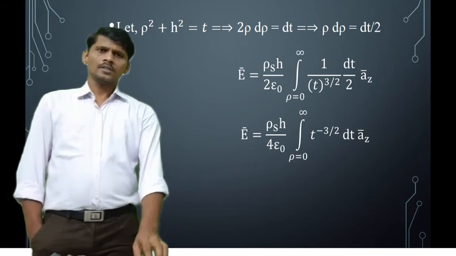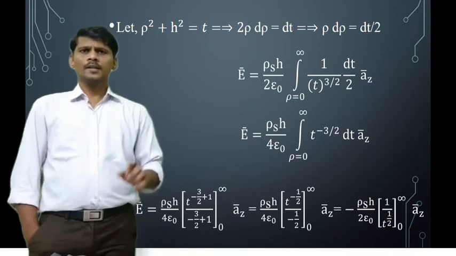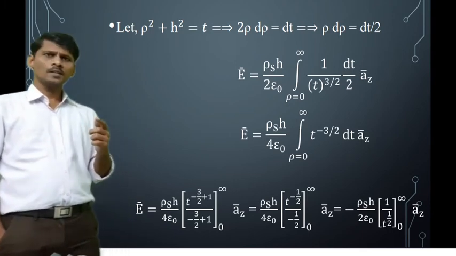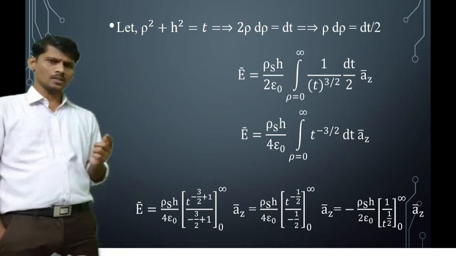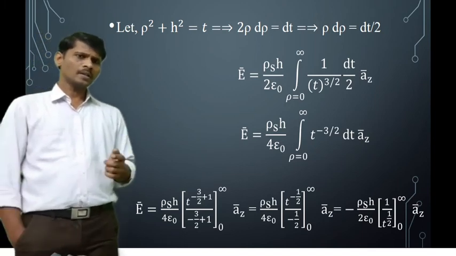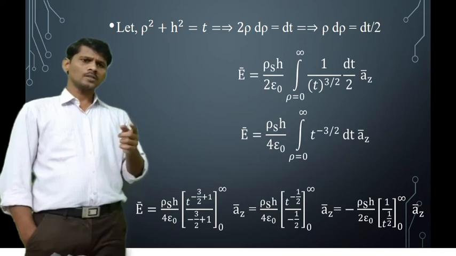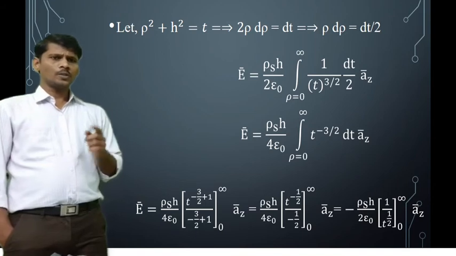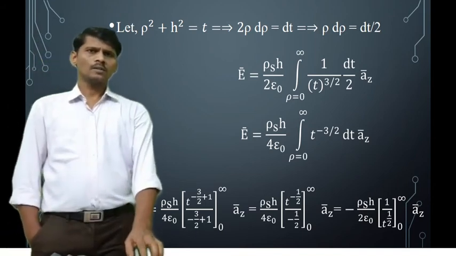Integral x power n dx is x power n plus 1 by n plus 1. Integral of t power minus 3 by 2 is t power minus 3 by 2 plus 1 by minus 3 by 2 plus 1. Reducing the terms, the final resultant equation is minus rho s h by 2 epsilon naught 1 by t power 1 by 2 over 0 to infinity. Before substituting the limits, what are the limits here? 0 to infinity, the ranges of rho.